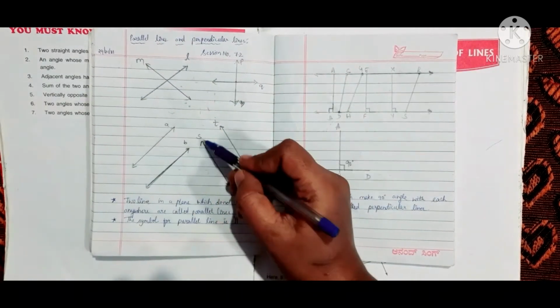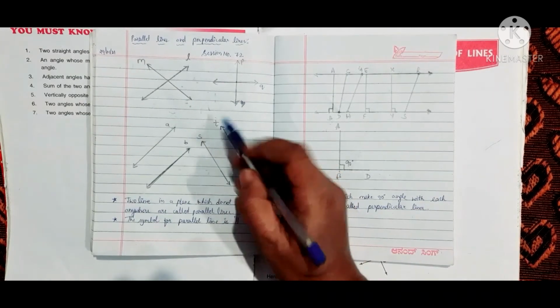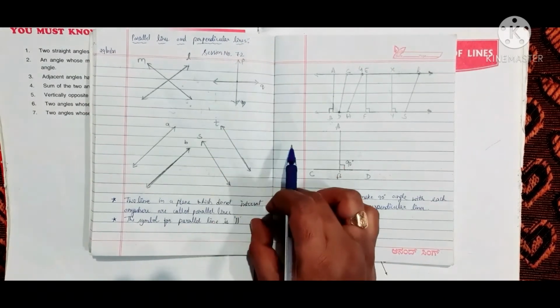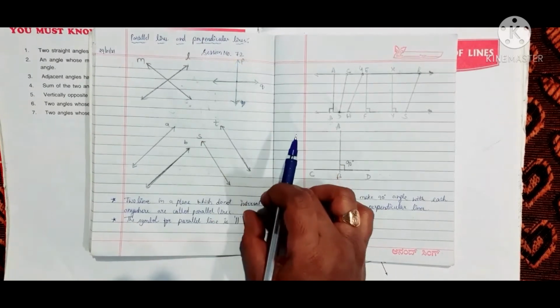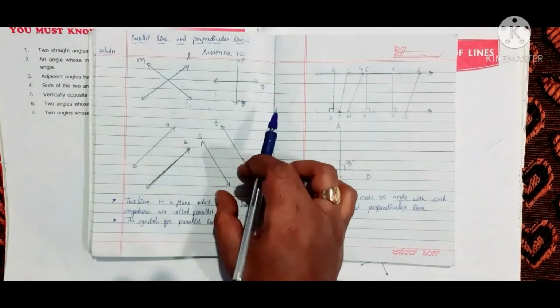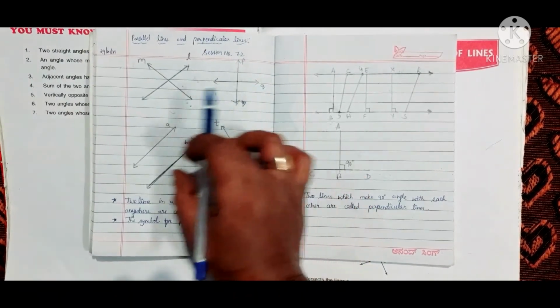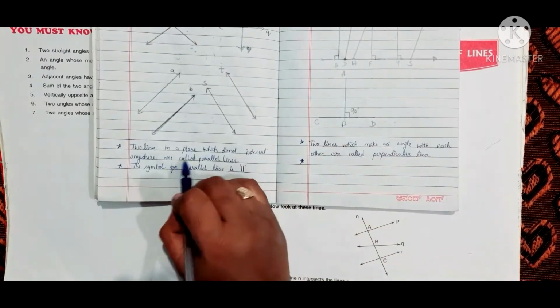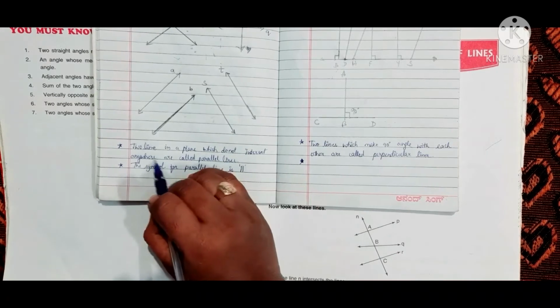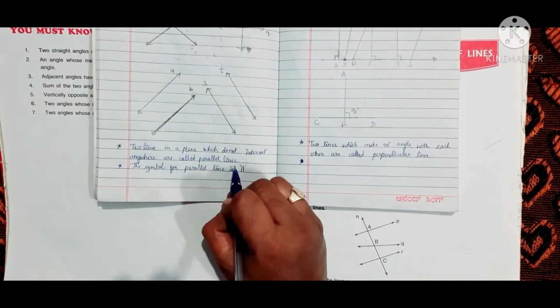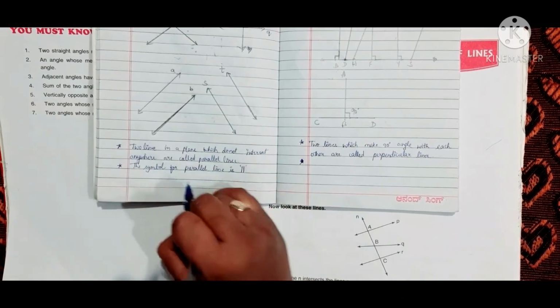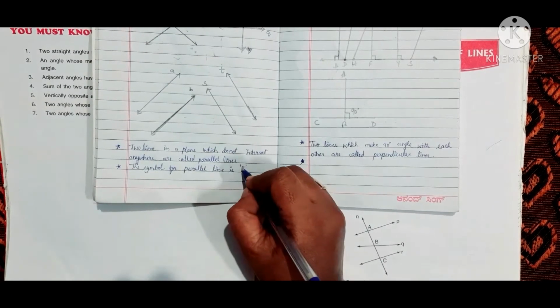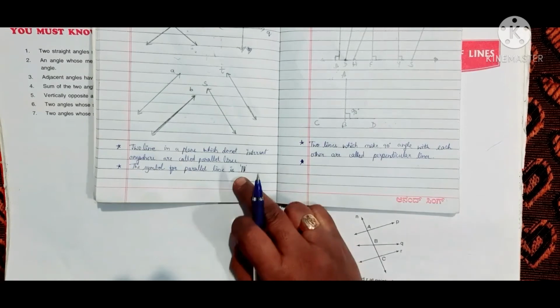Here also lines S and T, if they are extended in both directions, they don't intersect or meet anywhere at any point. So these types of lines are said to be parallel lines. Two lines in a plane which do not intersect anywhere are called parallel lines, and the symbol for parallel lines is two lines like this.